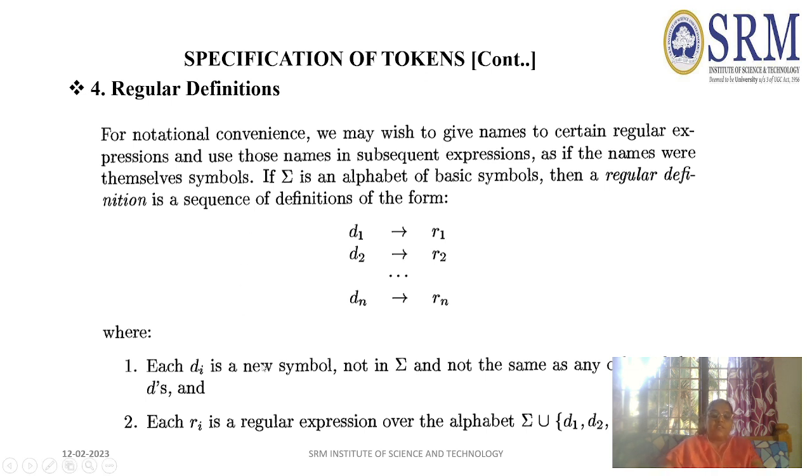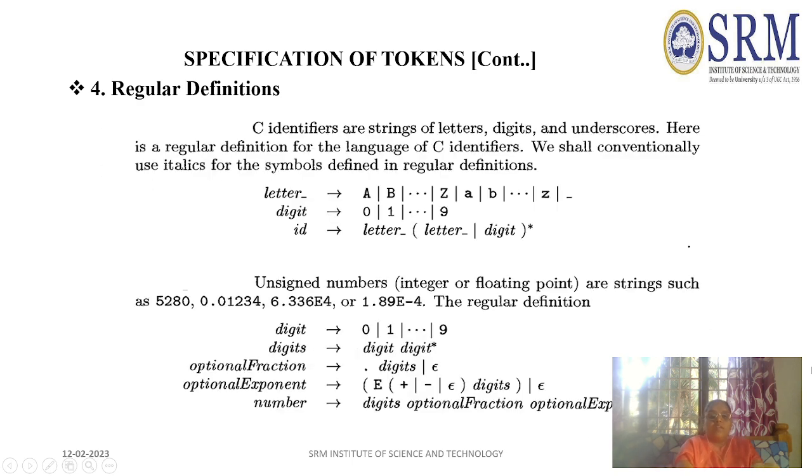So each regular expression is a regular expression over the alphabet, sorry, not epsilon, it is a summation symbol, the set of alphabets, union all the definitions whatever you have described. Say the regular definitions, here they have given, see here, letter is nothing but all the letters. Digit, this is one definition. Letter is nothing but A, B and so on up to Z, small letter a to z. Digit is from 0 to 9. So this is another definition.